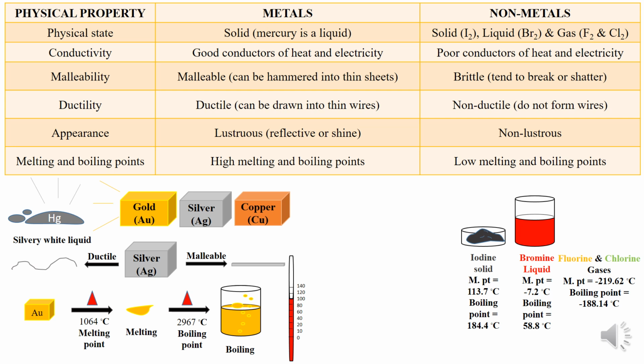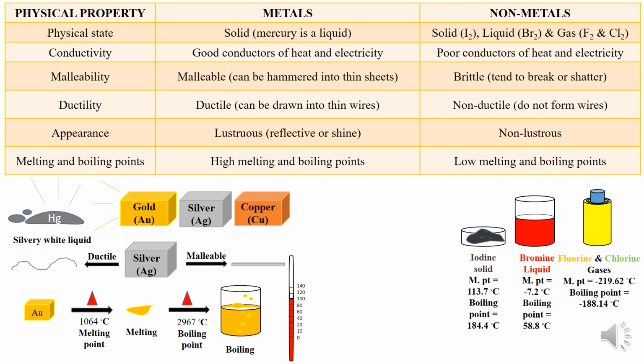While fluorine and chlorine are gases with low melting and boiling points. Fluorine is a pale yellow gas, while chlorine is a yellowish green gas. It is very pale in color. Now, non-metals have low melting and boiling points.